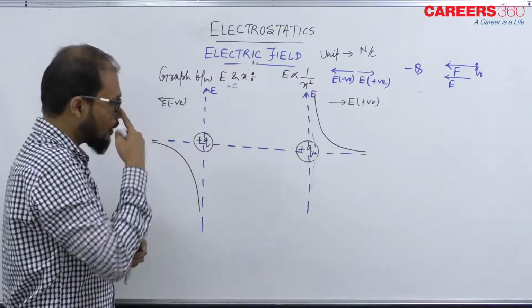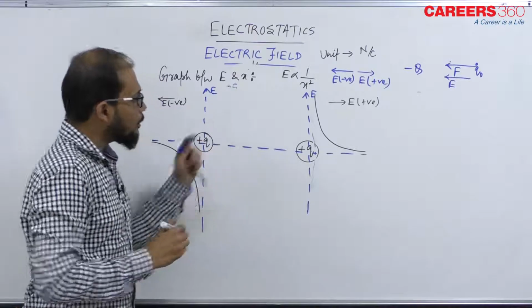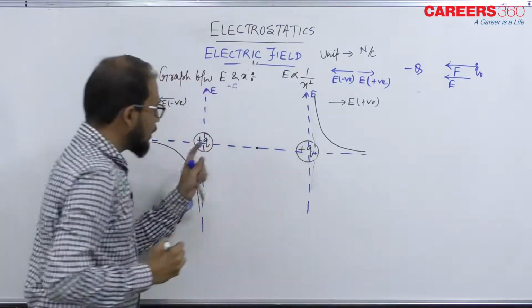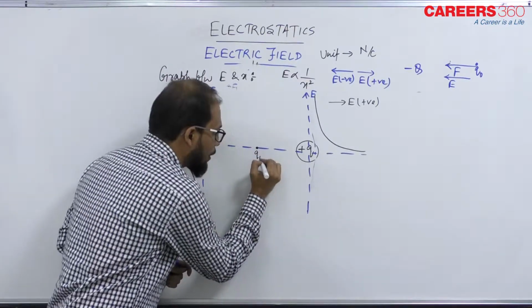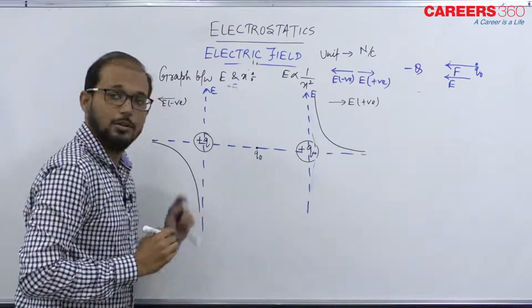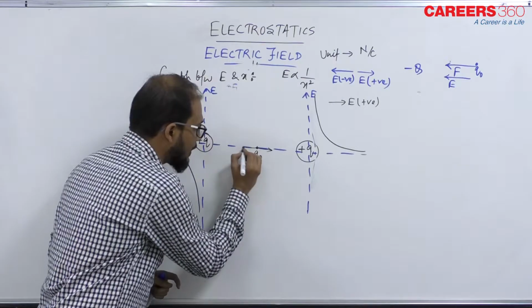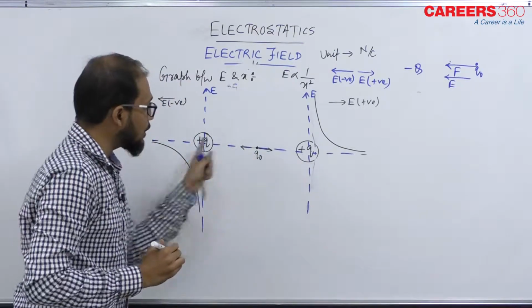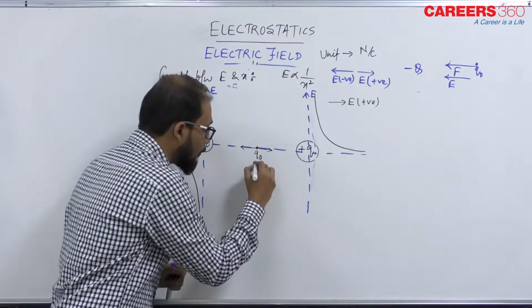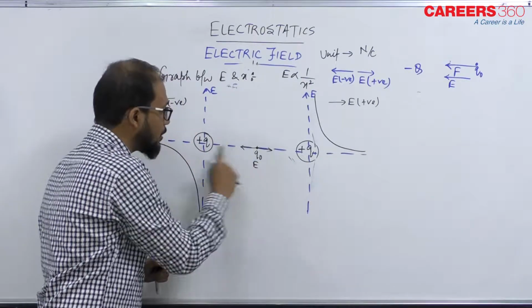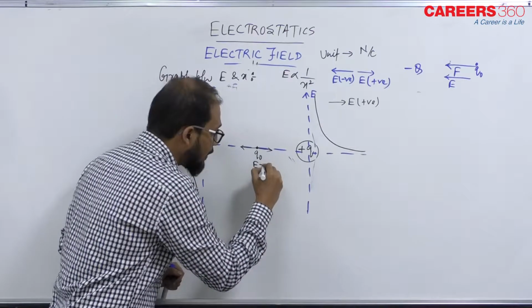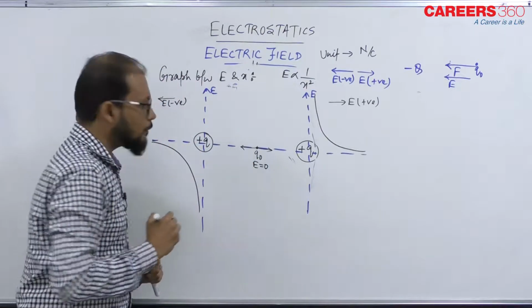Now, what about the middle here? Suppose we bring a test charge q naught here, then it will repel this q naught in this direction, and it will also repel this q naught in this direction, and these two charges are equal in magnitude. That means the electric field will also be equal in magnitude due to both of these two charges. That means the electric field will get cancelled out and it will be equal to 0.